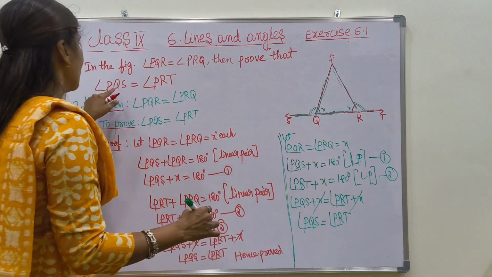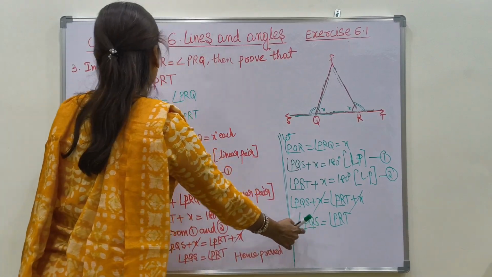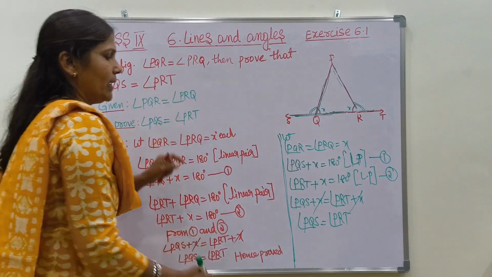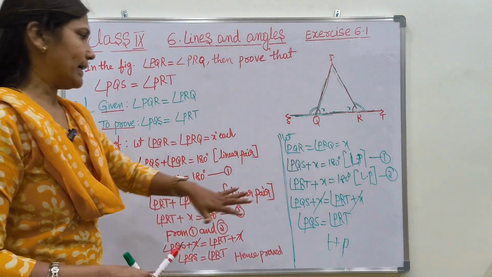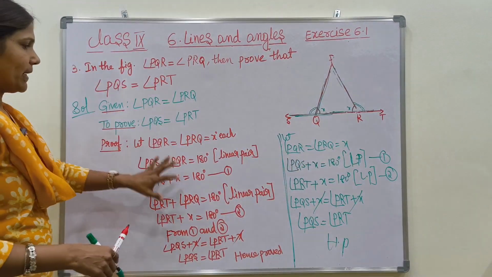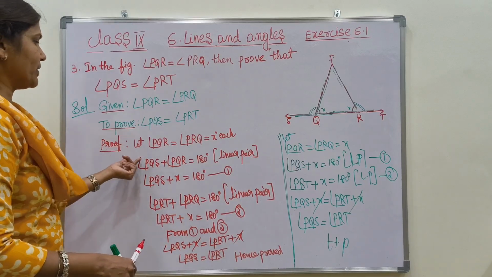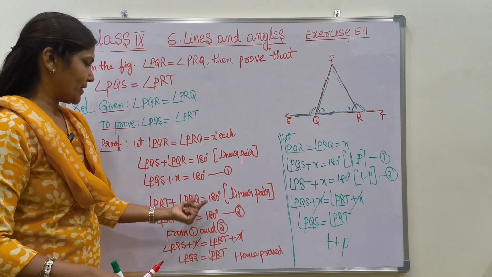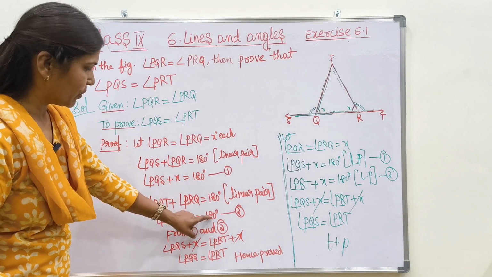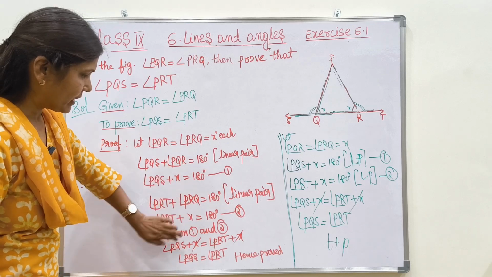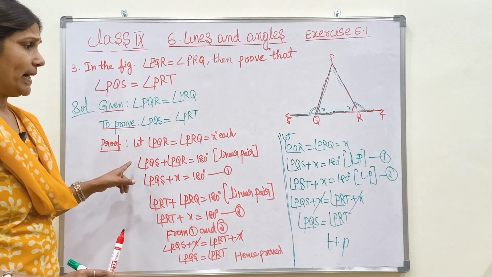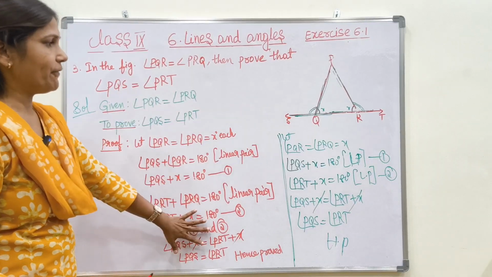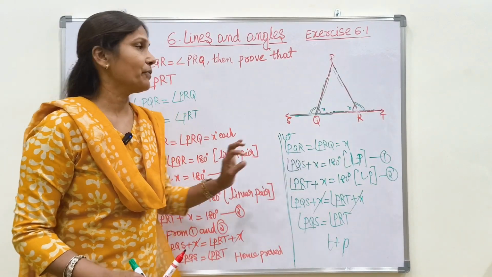Now what is proved? PQS is equal to PRT. In the question, PQS is equal to PRT. So hence proved. This is the answer. This is the explanation. You can use it step by step. I have given fair notes also. You can use them. See here, X is there. This is the first equation. This is the second equation. Both are equal, so this one equal to this one, we will take X. It cancels. PQS is equal to PRT. This is the answer. This is the fair notes. This is the explanation. You can use it.